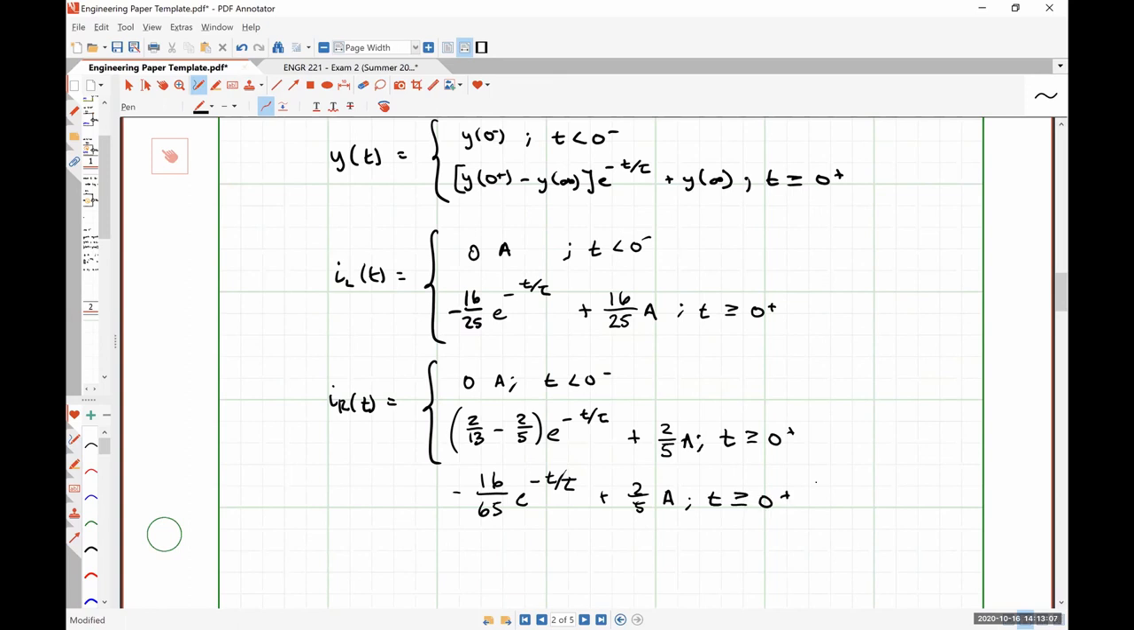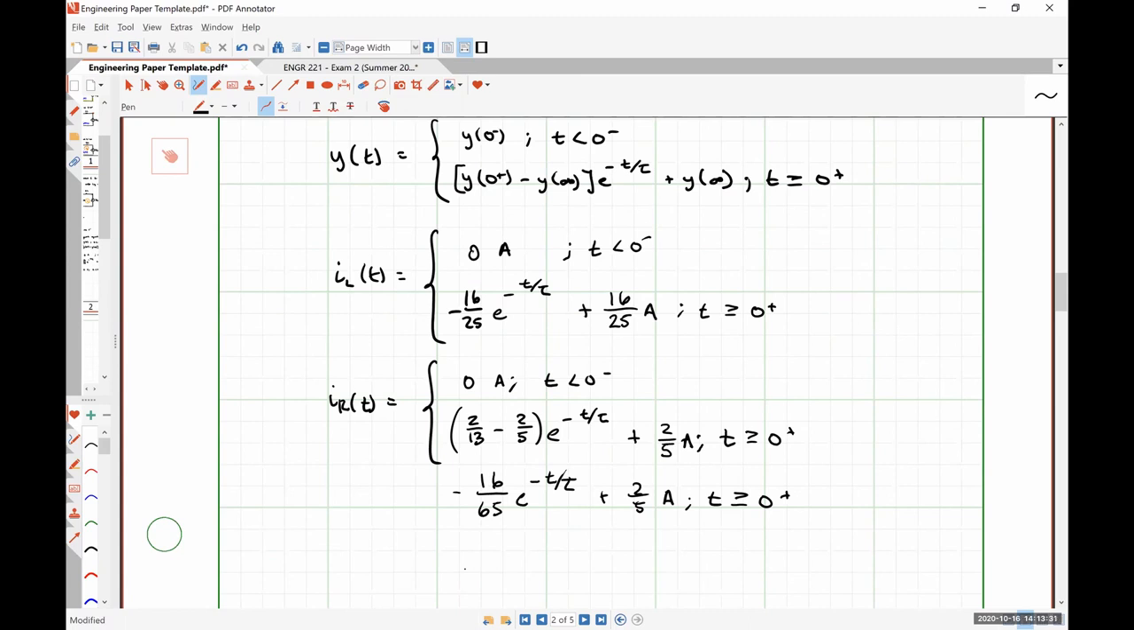Now, if we analyze this at t is equal to zero plus, we would find that we were going to have negative 16 over 65 plus 2 fifths, which is 2 thirteenths. Yeah, I should have known that already.